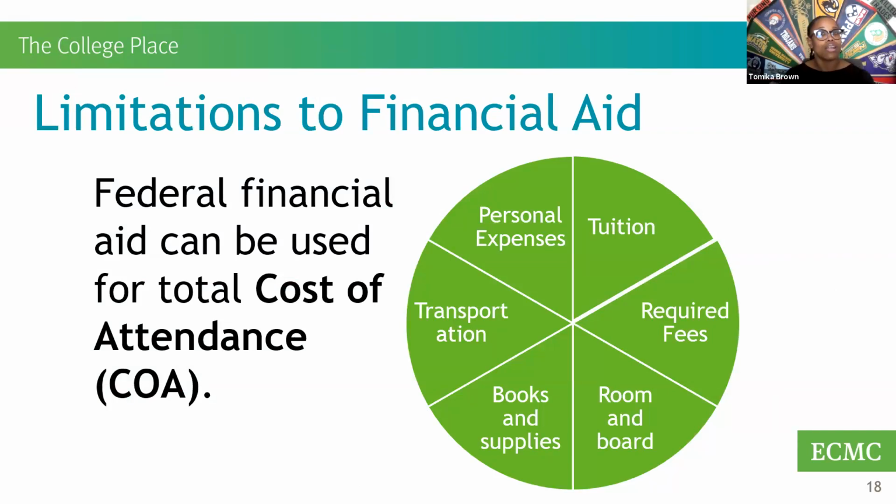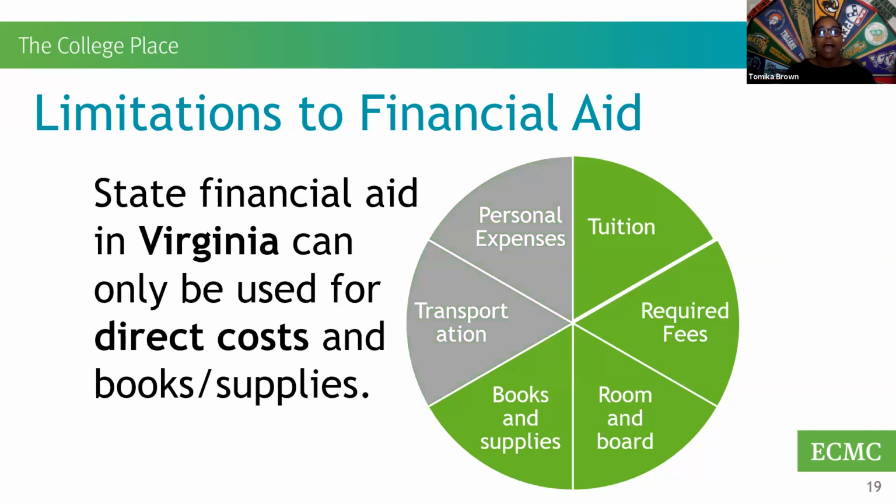But it's important to acknowledge that there are limitations to the way financial aid can be applied. For federal aid, students can use any of the federal aid programs to fund any of the cost of attendance expenses. So they can use it for tuition, required fees, room and board, books and supplies, transportation, and even personal expenses. However, in the state of Virginia, students are not allowed to use state financial aid towards personal expenses or transportation expenses. They can use it for all the other areas, but not those particular areas. Virginia state aid can only be used for expenses that you pay directly to the school and books and supplies.